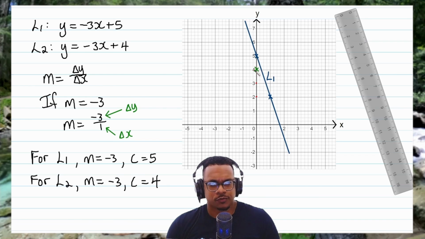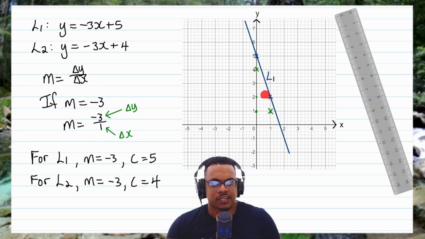So from positive 4, I'm going 3 downwards for my change in y. So that's 1, 2, 3. So that's my change in y being negative 3. And my change in x is positive 1. So I'm going across to the right 1.